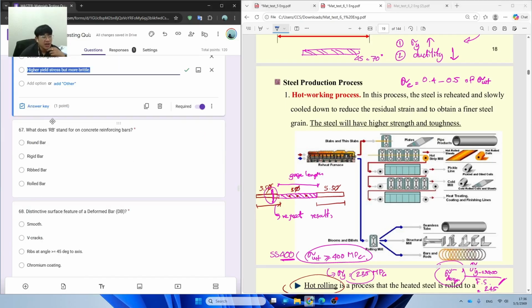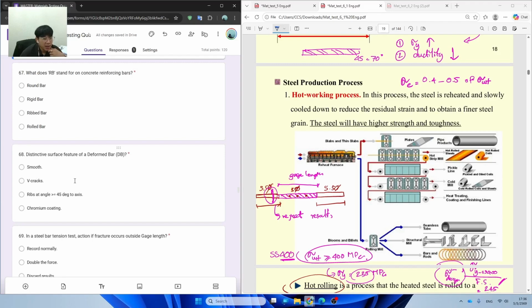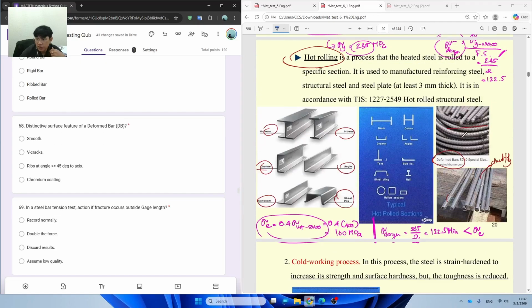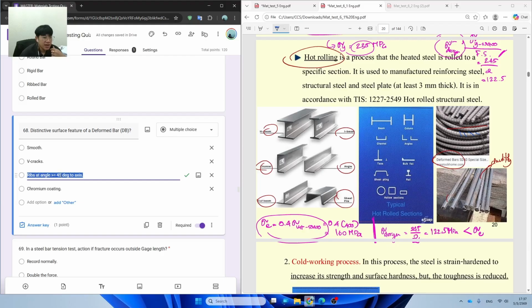And next one, this one is just higher in yield stress, but more brittle, in short. And RB is going to be the round bar, and the surface of the deformed bar, let's go here. So here's the deformed bar, it's going to have some ribs on top of the surface. The ribs are at an angle larger than or equal to 45 degrees to the axis and not larger than 70 degrees. Okay.